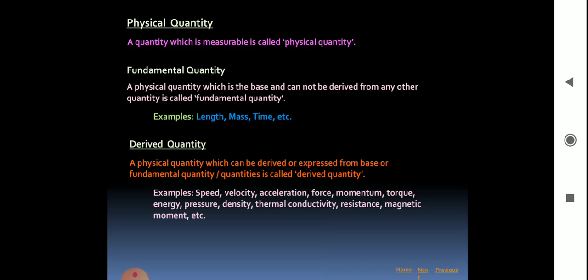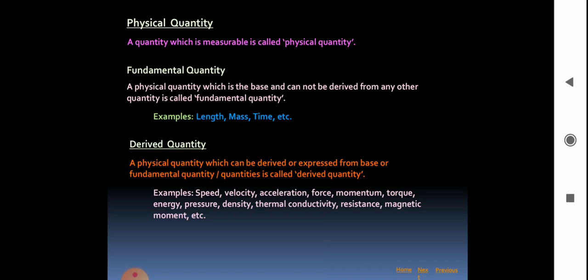Examples: speed, velocity, acceleration, force, momentum, torque, energy, pressure, density, thermal conductivity, resistance, magnetic moment, etc. So we have many derived quantities, but we have only few fundamental quantities.